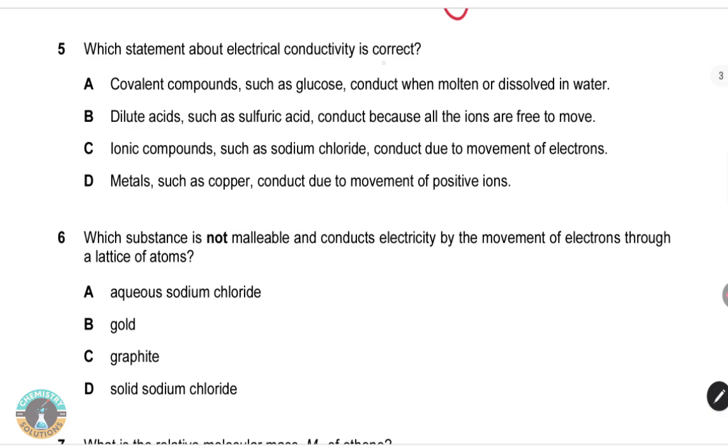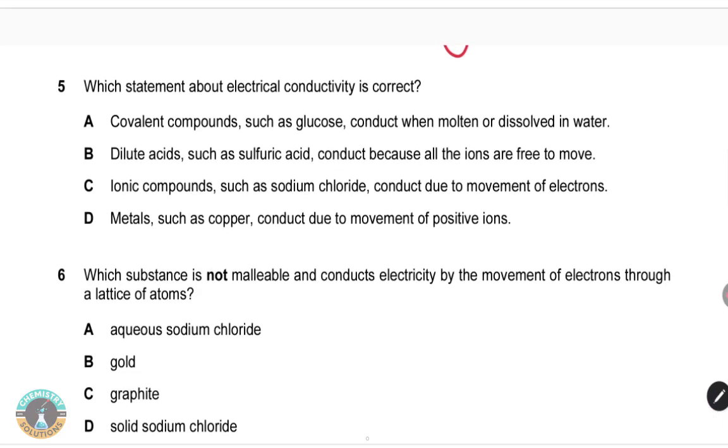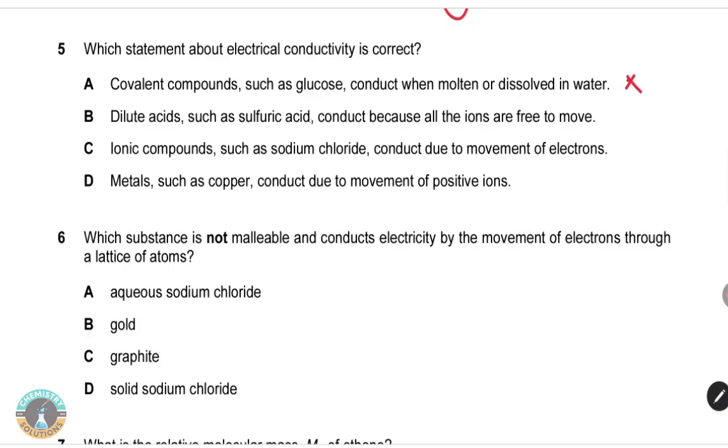Which statement about electrical conductivity is correct? Covalent compounds such as glucose do not conduct electricity, so this option is wrong. Dilute acids such as sulfuric acid conduct because all the ions are free to move. Yes, because in dilute aqueous sulfuric acid, ions are present. B is a correct option when ions are responsible for conducting electricity.